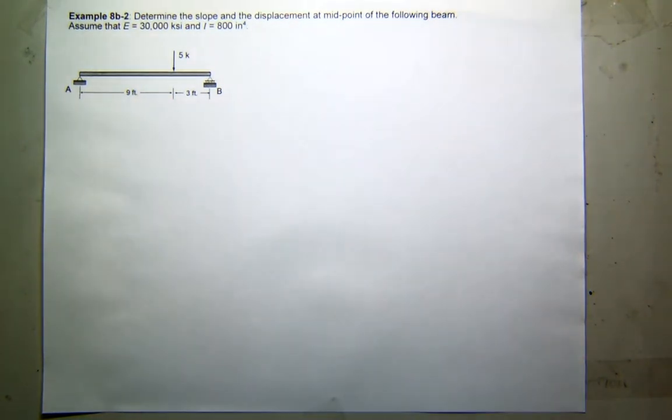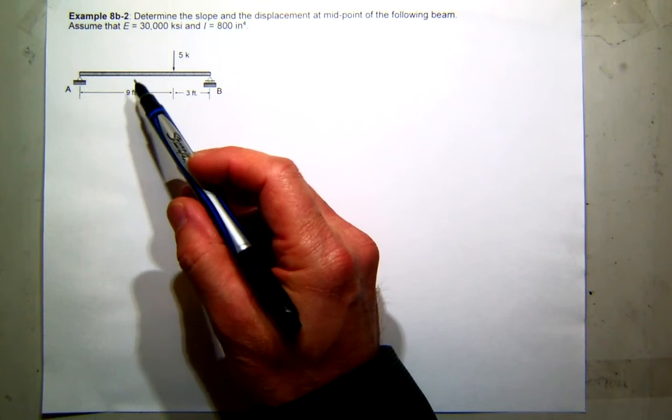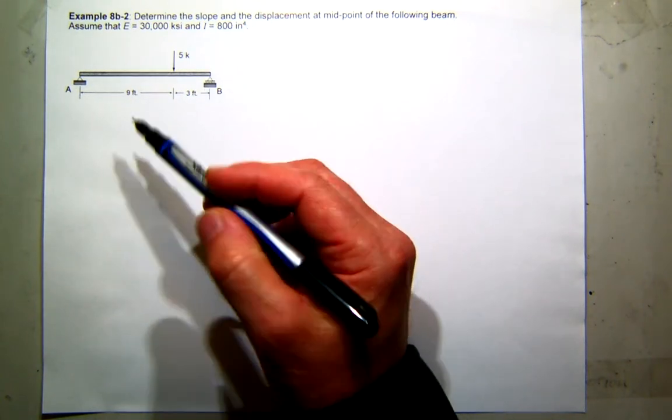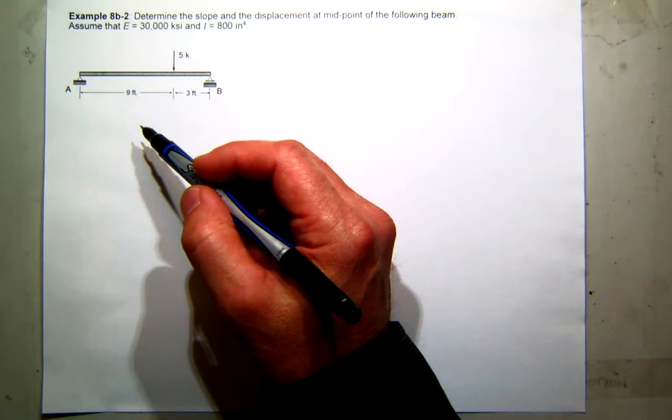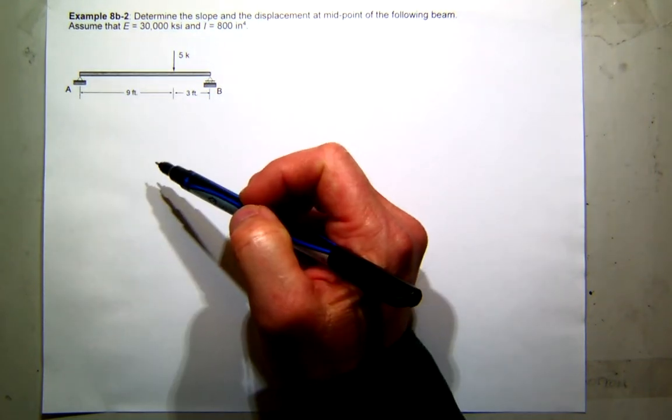Now the first step in conjugate beam is that we need the moment. You can do that a couple different ways too. You could actually write the moment equation and plot it. But I'm going to go back and do a more traditional graphical technique. I'm just going to draw the shear moment diagram real quick.